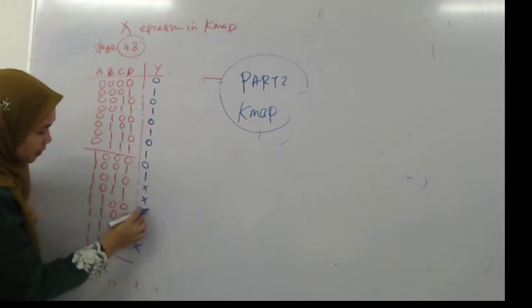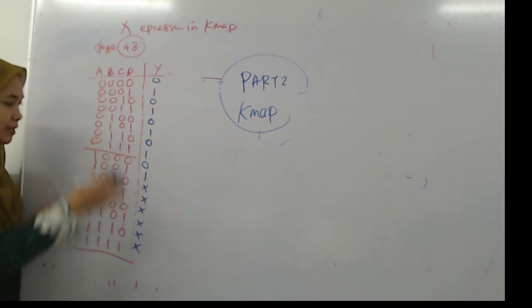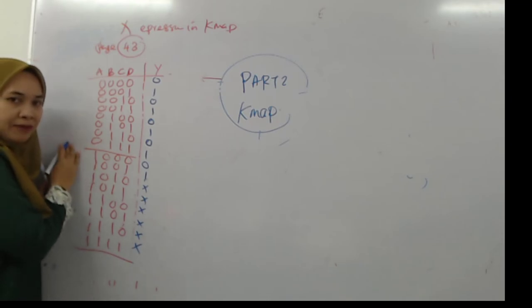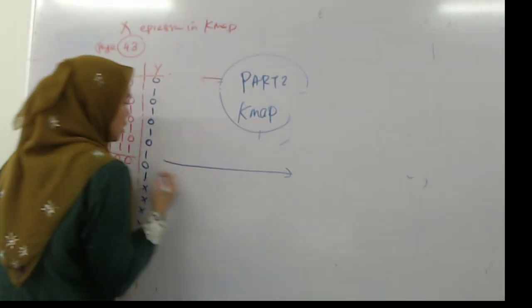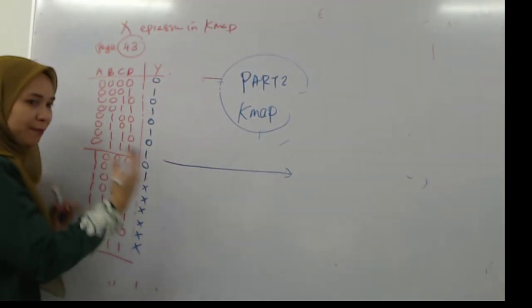1, 2, 3, 4, 5, 6. Correct. Alright, this is the truth table, the example given on page number 43. Now we compare and represent this truth table in the form of a Karnaugh map.